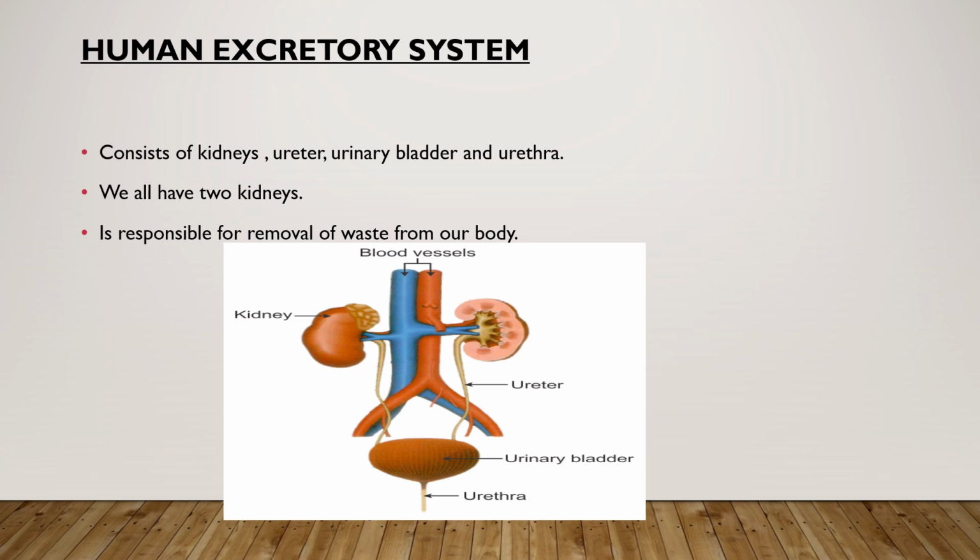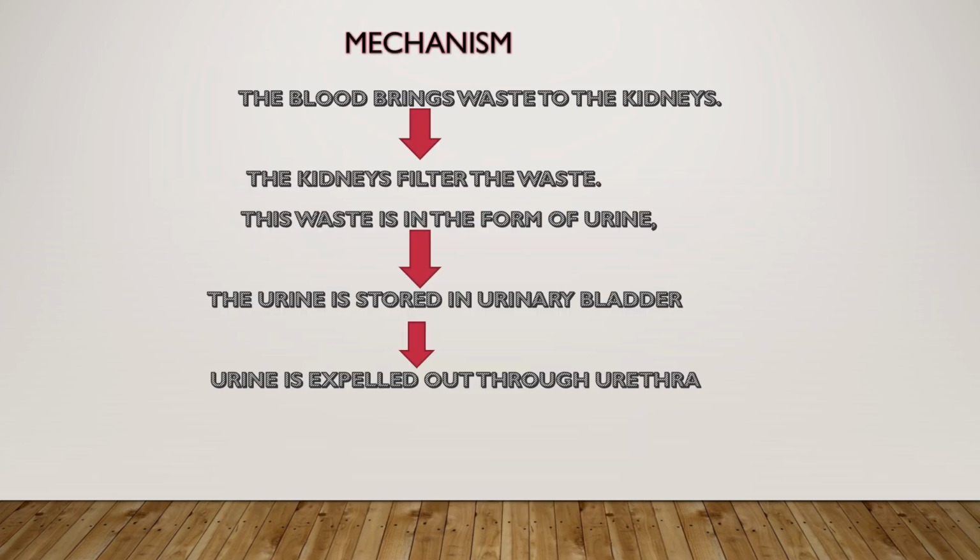Next, we will discuss human excretory system. The human excretory system is concerned about the removal of waste from the body. It consists of kidneys, ureter, urinary bladder, and urethra. We have two kidneys which are bean-shaped in structure, and there are two ureters, then one urinary bladder and urethra. The mechanism goes on like this.